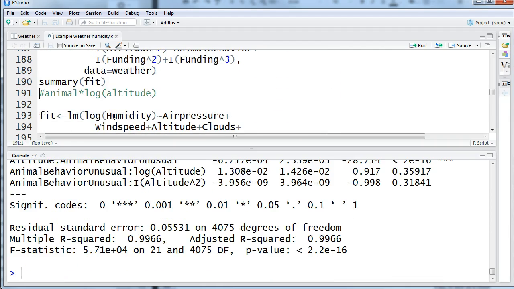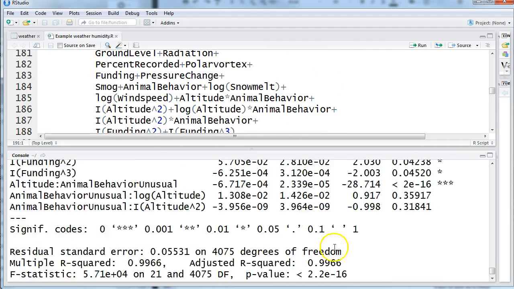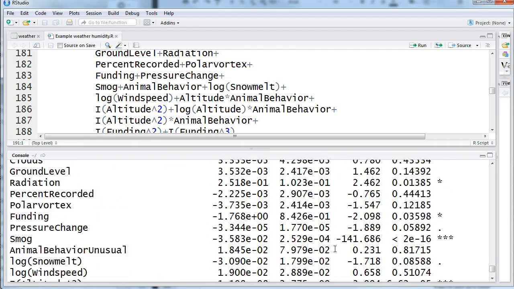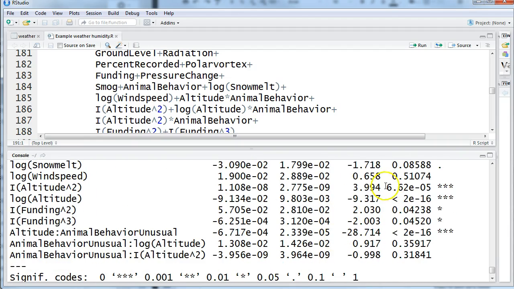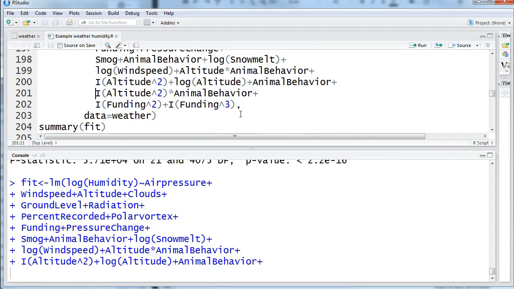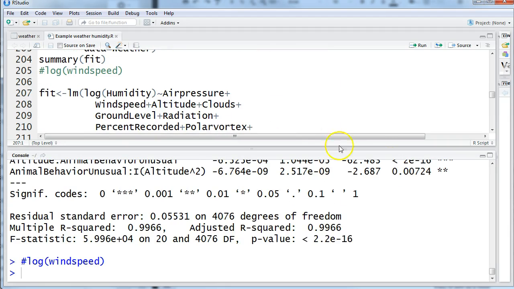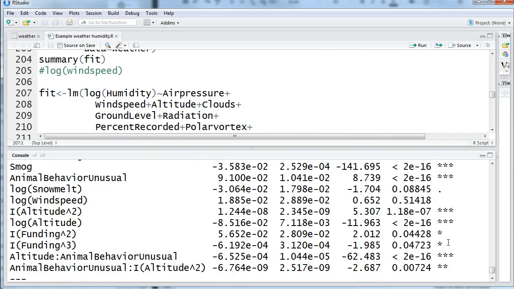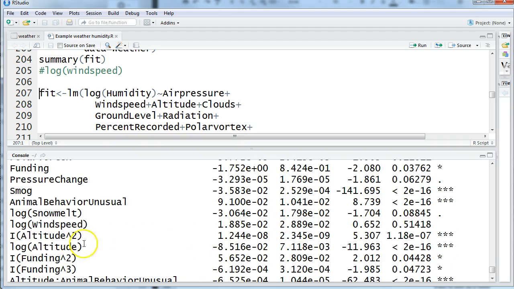It's pretty confusing. Now, looking at the rest of these, my p-values are dropped into the 0.5 range, right? There's for log wind speed. But I'm looking at some of these hugely complicated things like altitude squared times animal behavior. And with a 0.3 p-value, this might be a good pick to take out next. There's nothing that's drastically worse in p-value, and it is a very complicated variable. And look, that fixed a lot of p-values.